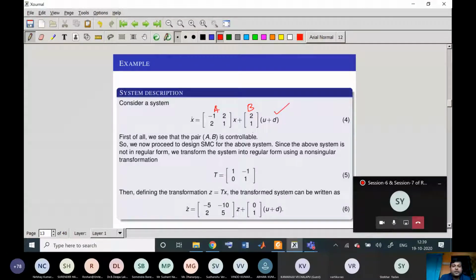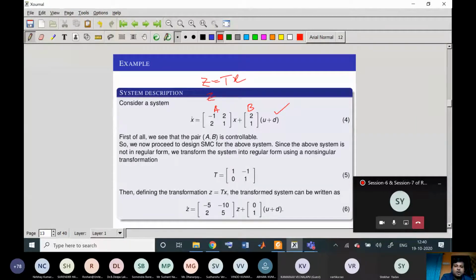First of all, we have assumed that we have taken this AB in such a way that the AB pair is controllable. Now proceed to design the SMC for the above system. How? We want to transform this system into the regular form with the help of a transformation matrix. We have taken the transformation matrix T equal to this, and we have taken Z equal to Tx.